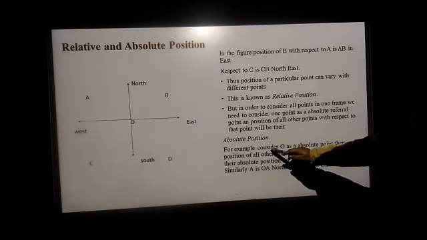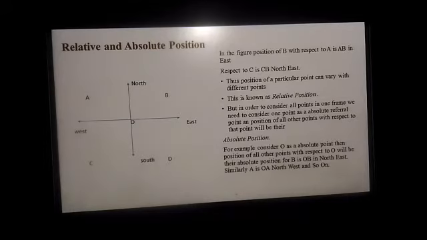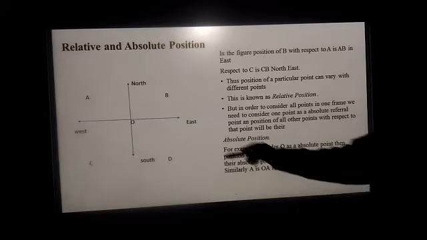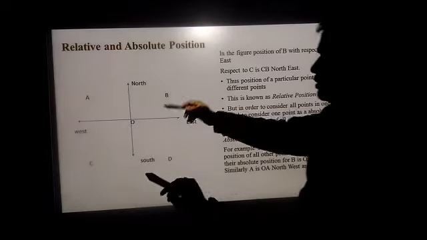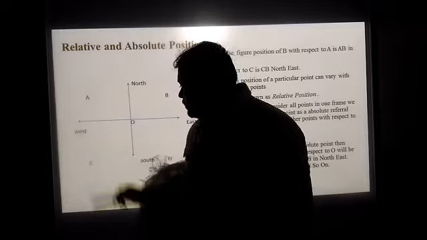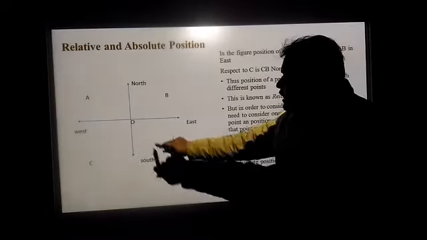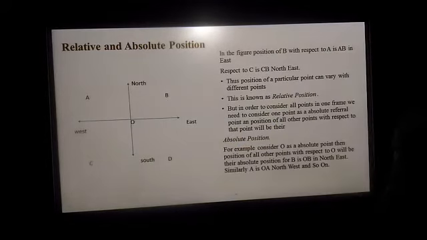For example, consider O as the absolute point. Then the position of all other points with respect to O will be their absolute position. For B, it is OB in the northeast direction. For A, it will be the northwest direction. For D, it is in the southeast direction. These are termed absolute and relative position.